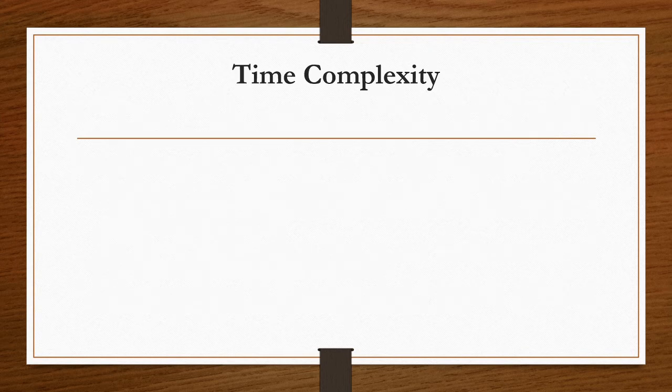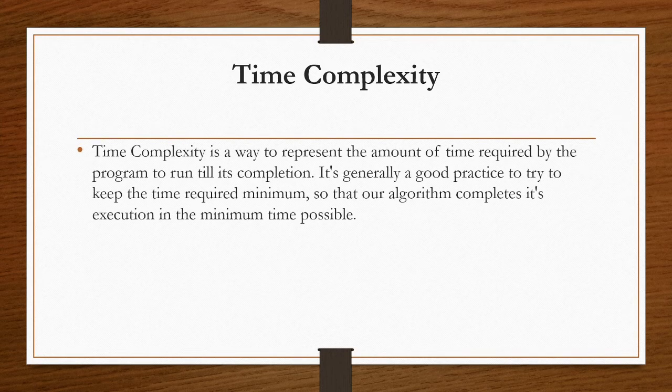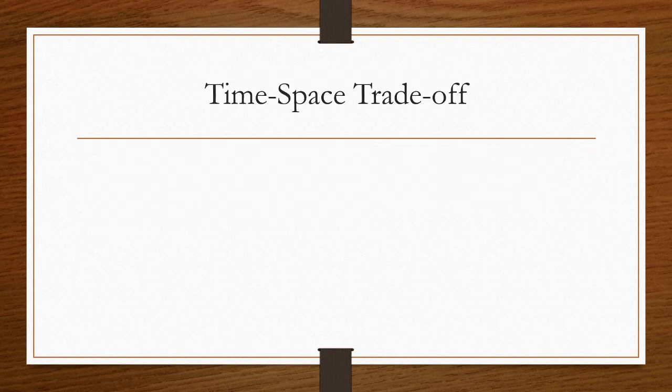Next property is the time complexity. That means the time required by the program to its completion. Do you understand the concept of time complexity and space complexity? Next, our problem is the time-space trade-off.